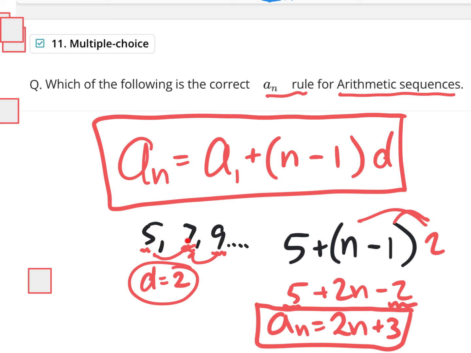If you want the second term on the list, the 7, that would be a sub 2. That's a notation for the second term. Plug in 2 right there. 2 times 2 is 4, plus 3 is that second term, 7. I hope this makes sense, and I'm sorry about the excess explanation right there. This is the answer. a sub n equals a sub 1 plus n minus 1 times the common difference, d.